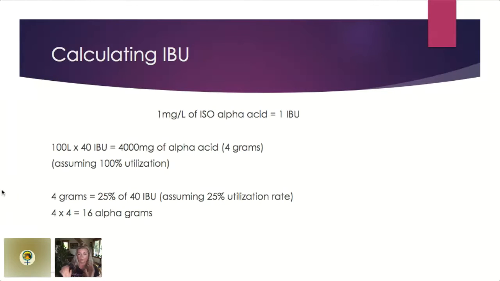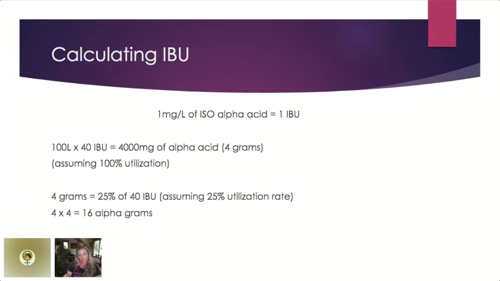So assuming 100% utilization in 100 liters, a 100 liter batch times 40 IBUs gives us 4,000 milligrams of alpha acids, or 4 grams at 100% utilization. We cannot calculate utilization. We can only recalculate utilization. It's usually 25 to 27% that is a fair assumption. We're going 25 here because it's nice and easy. So that 4 grams only actually represents 25% of the actual hop that we need.